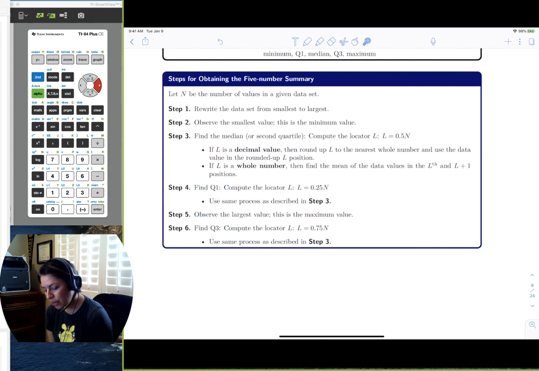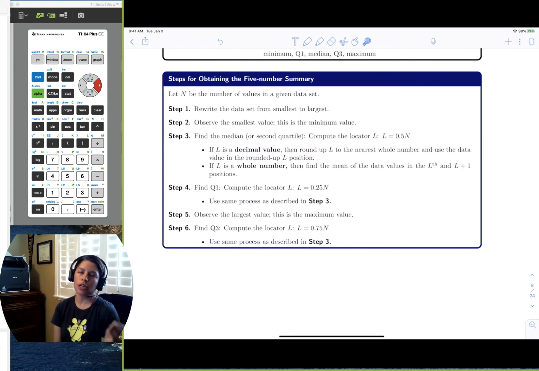And we could easily do that, and the median, by using the locators. So the locator is essentially associated with the percentile. Q1 will use 25%, Q3 will be 75%, and the median is half. I like this because this is a method to finding the quartiles versus just trying to point it out.